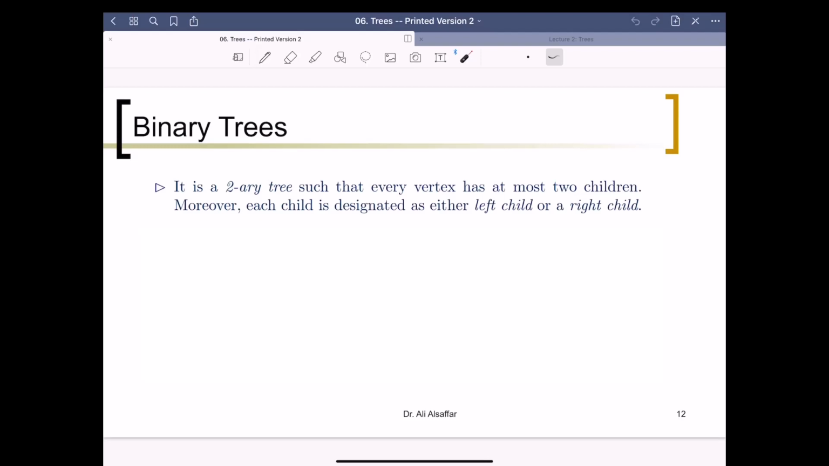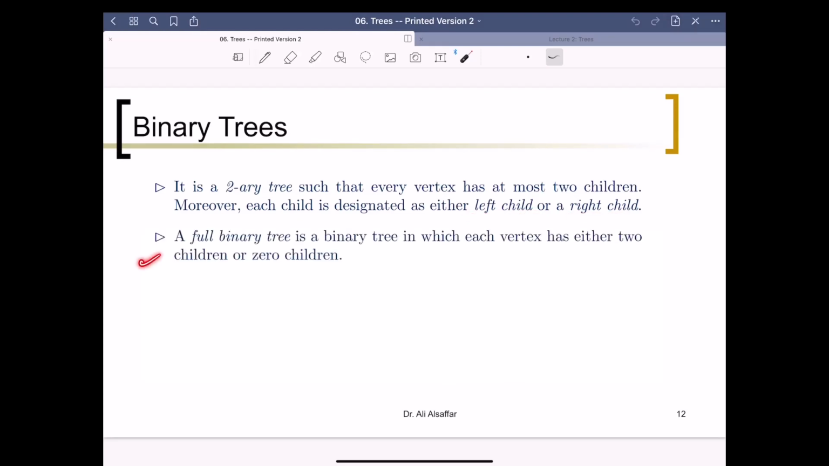We will start our lecture by presenting binary trees. Binary trees are a special case of M-ary tree when M is equal to 2. We say a binary tree is a 2-ary tree such that every vertex has at most 2 children. Moreover, since the maximum number of children is 2, if we have 2 children, then each child is designated as either left child or right child.